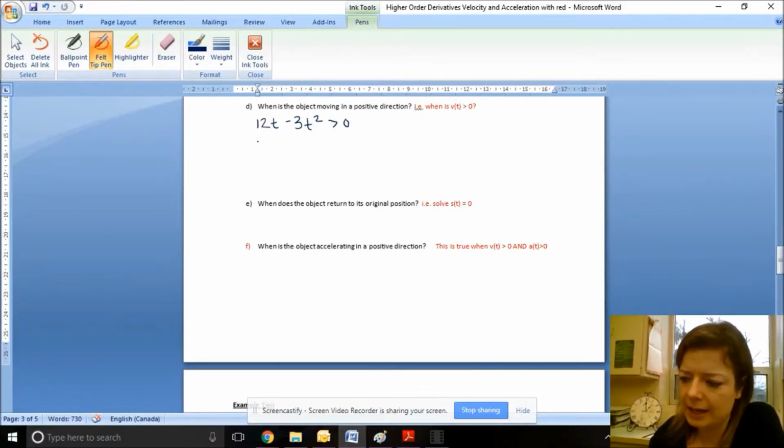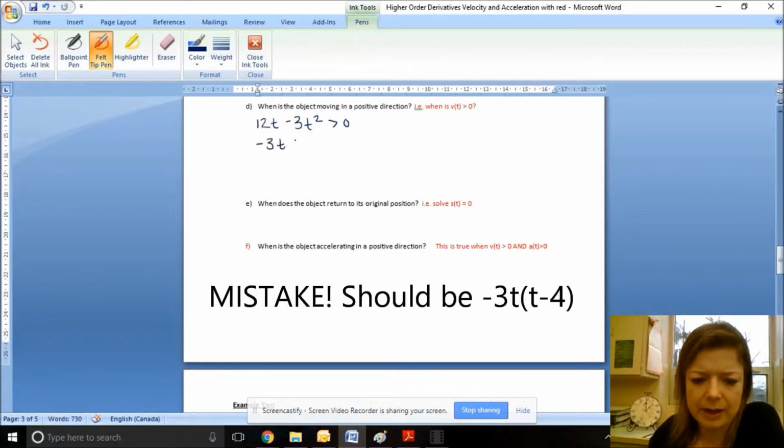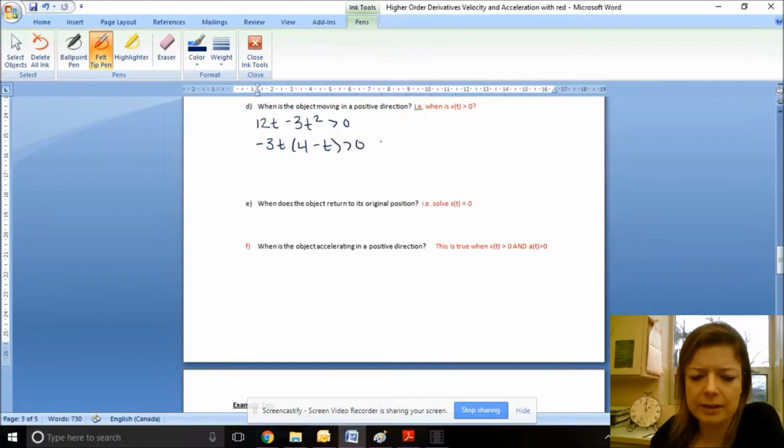Okay, so we can take out here a negative 3t again, and you're left with 4 minus t greater than 0. Okay, so now you can either graph this or you can create a table. If you create a table, you look at t equals 0 and t equals 4 as your zeros, and you graph before and after.